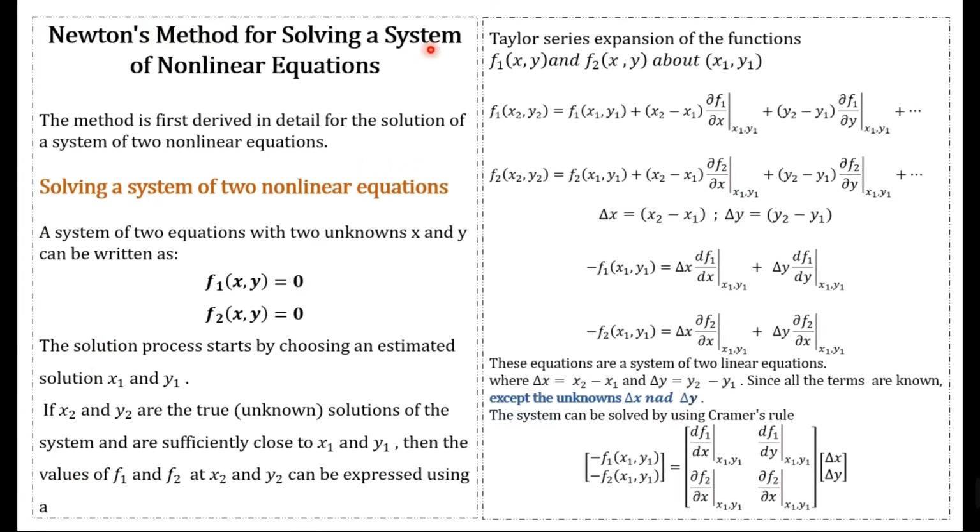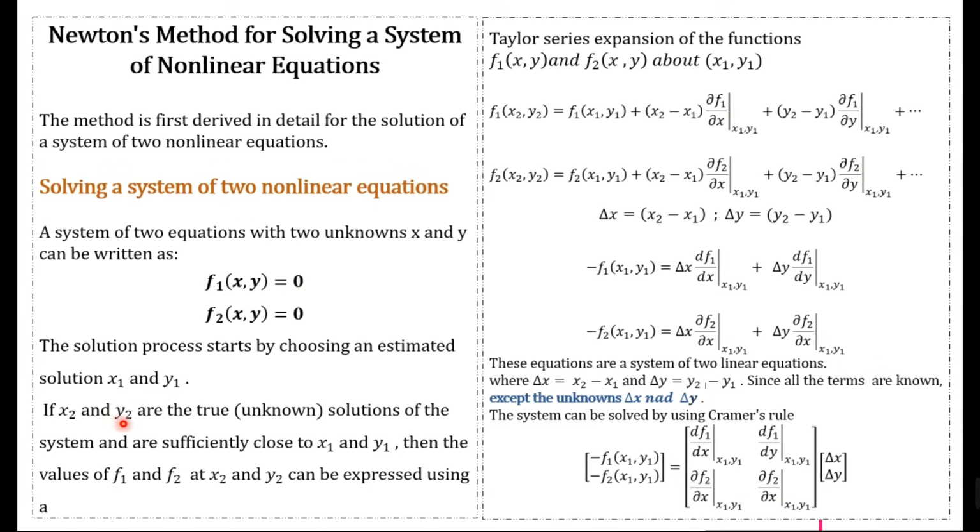Newton's method for solving a system of nonlinear equations. Solving a system of two nonlinear equations. A system of two equations with two unknowns x and y can be written as follows. First we have our first nonlinear equation, f1 of x, y is equal to 0, and f2 of x, y is equal to 0. The solution process starts by choosing an estimated solution x1 and y1.